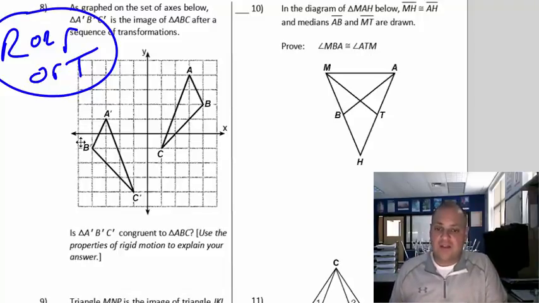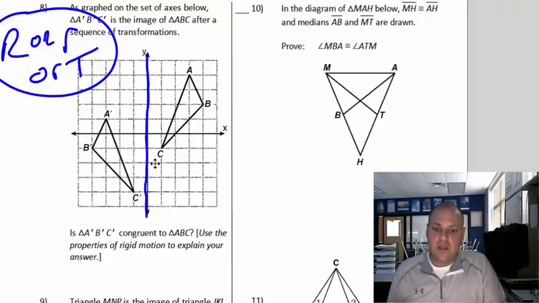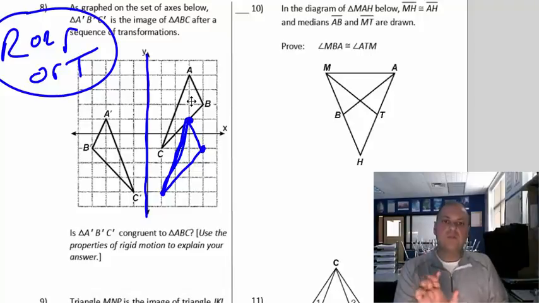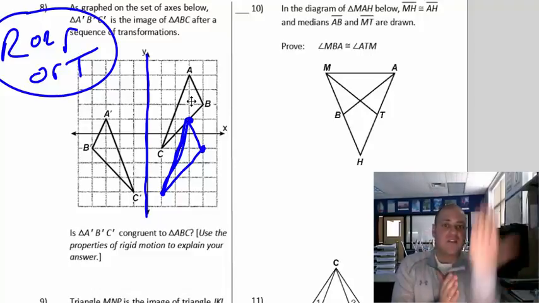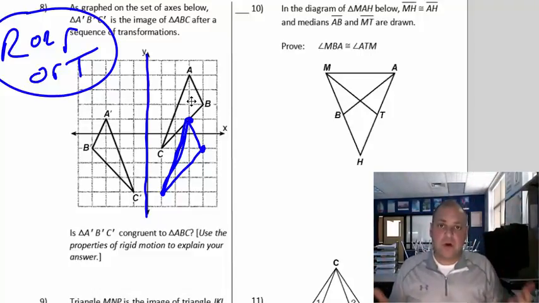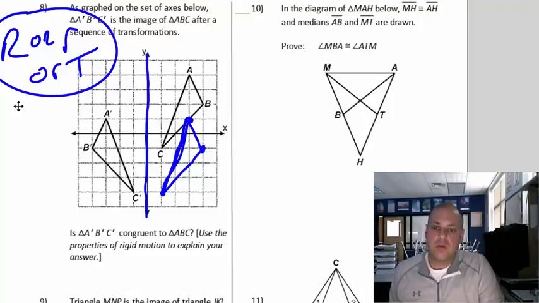Well, if you reflect over the y-axis, you're going to have, boom, 1, 2, 3, 4, 1, 2, 3, 4, and 1, 2, 3, 1, 2, 3. You're going to have this triangle here if you reflect over the y-axis. See that? And then, how do you get up? You just move it up. It's a translation. So if the triangle just flips and then slides up, those are rigid motions. So we're going to say yes.